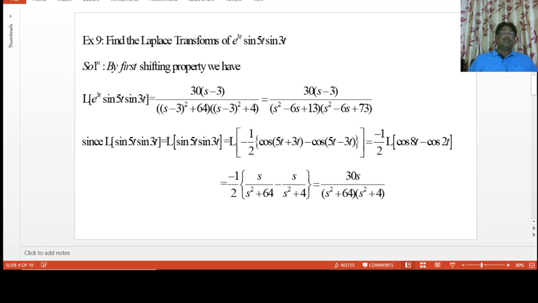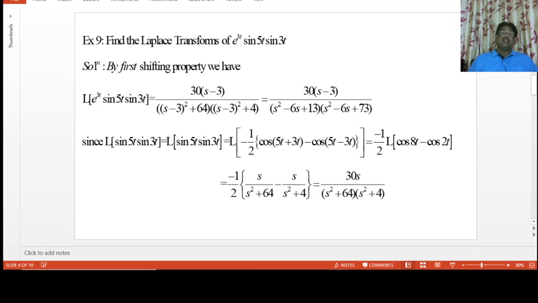For that one, first we should calculate L of f of t. Here f of t is sin 5t into sin 3t. Now, L of sin 5t into sin 3t is equal to L of 1 by 2 times, that means we can make use of the sin A sin B formula. What is that formula here? 1 by 2 times cos of 5t plus 3t minus cos of 5t minus 3t.